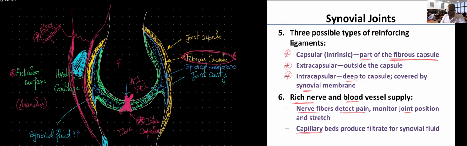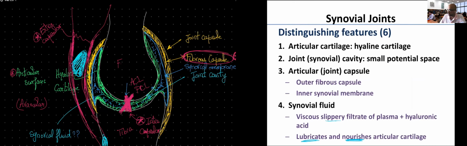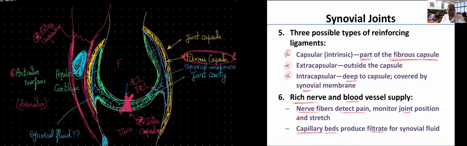Also, the joint will be rich in blood vessels. I have capillary beds, which will be responsible to create this synovial fluid that fills the joint gap. So again, important characteristics on here for the synovial joints. I have articular surfaces covered with hyaline cartilage. I have a cavity, a small potential space filled with synovial fluid. I have the joint capsule, which is formed of two layers, an outer fibrous capsule and an inner synovial membrane. The space between the articulating bones is going to be filled with synovial fluid, which is going to be lubricating and nourishing the articular cartilages.